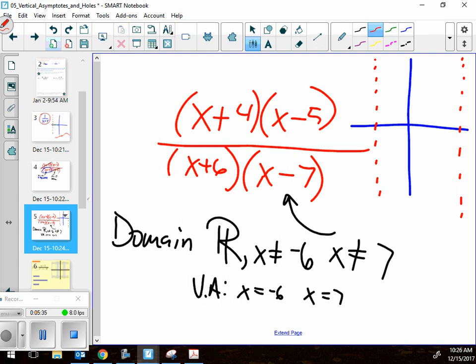You can have 3 or 4 or 10 vertical asymptotes. There's only ever one horizontal asymptote. Graphs can't have more than one of those, but you can have lots of vertical ones.